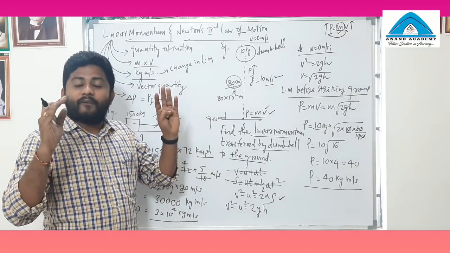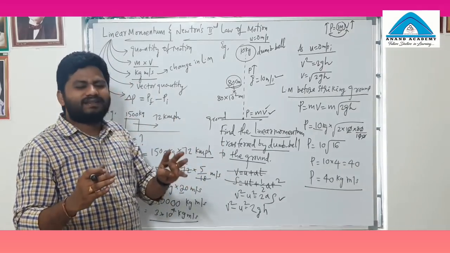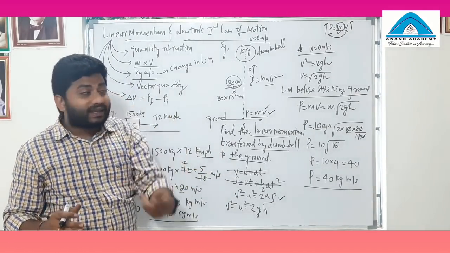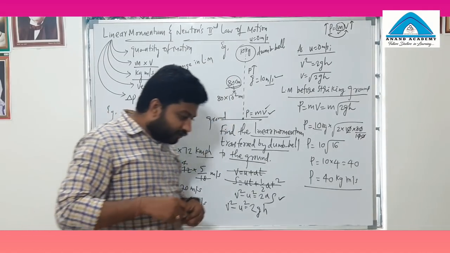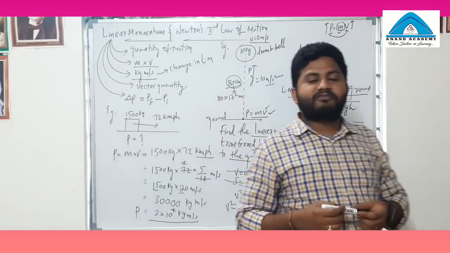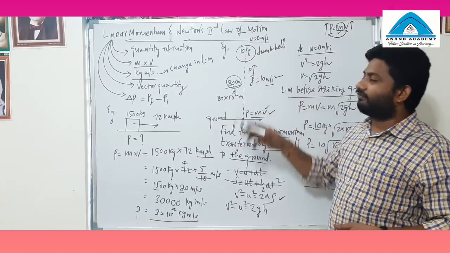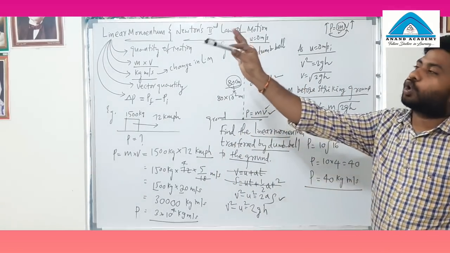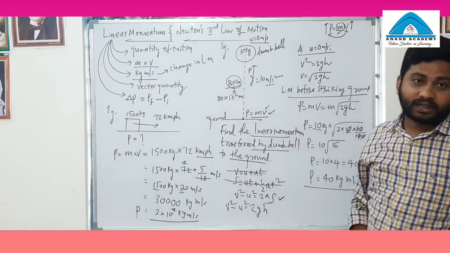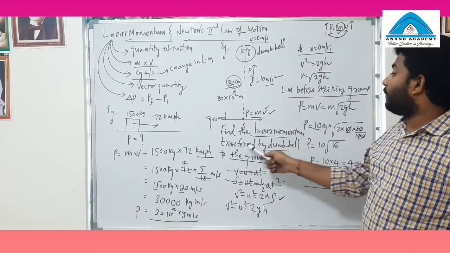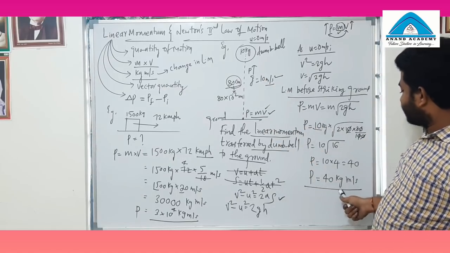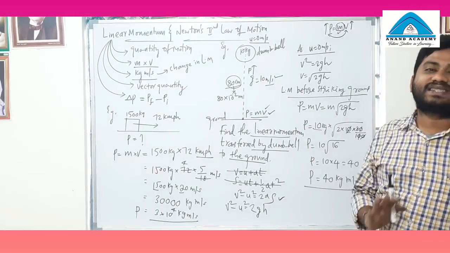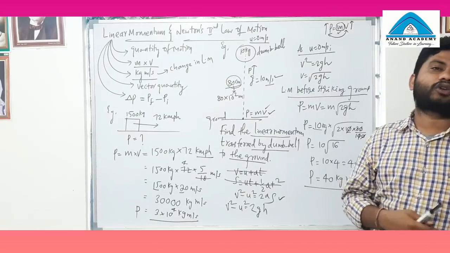Okay. So now once again I'll just revise the question, what exactly they have asked. The question was, there was a dumbbell of mass 10 kg, which is dropped from a height of 80 centimeters. Find the linear momentum transferred by the dumbbell to the ground. How much? It is 40 kg meter per second. I hope it's very clear to you.